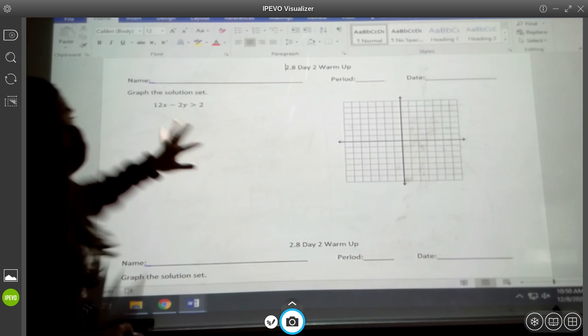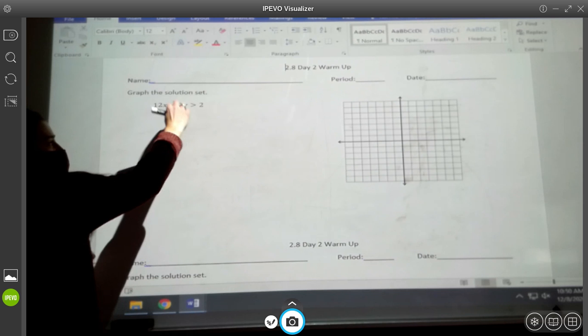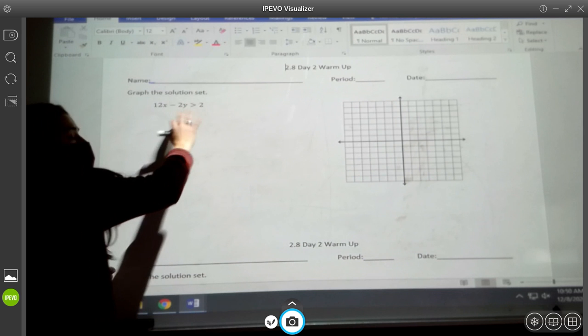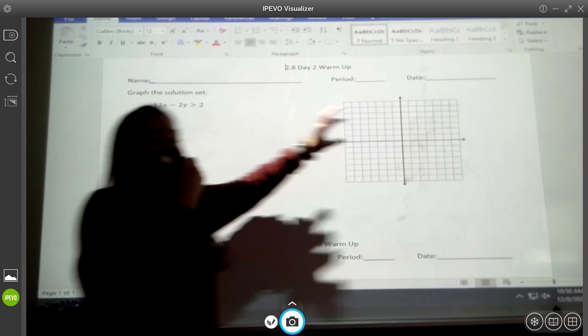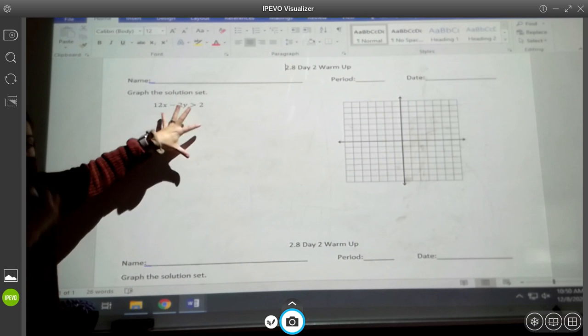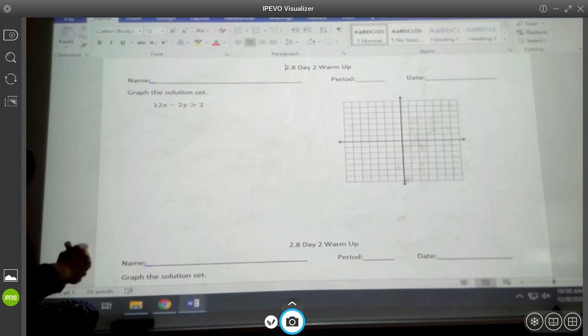Okay, so again, we are solving linear inequalities, right? We have to find the x and y values that make this inequality true. Since there are so many answers, the only way to show all of them is on a graph. So basically, we will be graphing a line and then shading on one side of it. So if we're going to graph this line, we have to solve it for y.